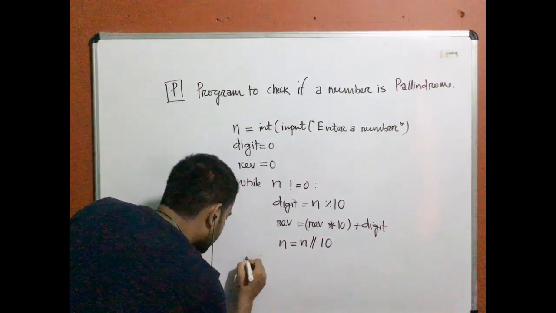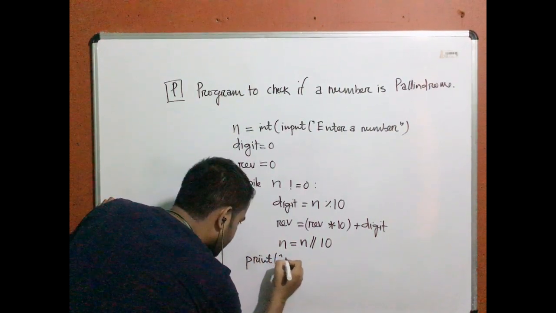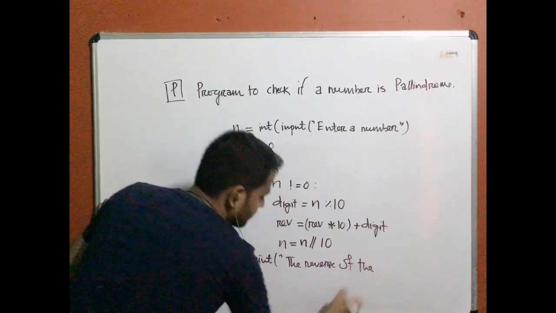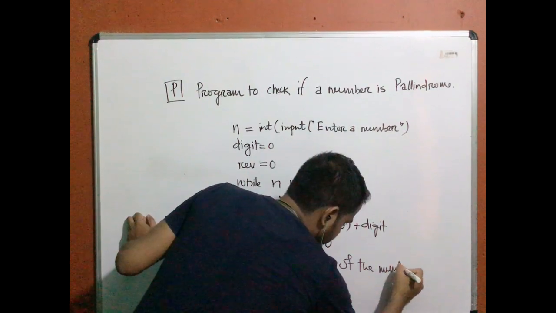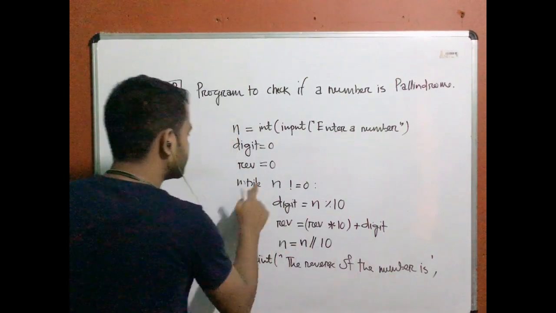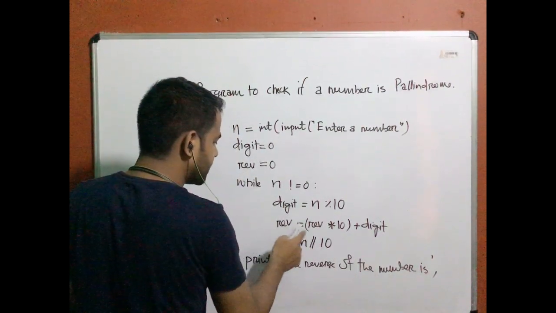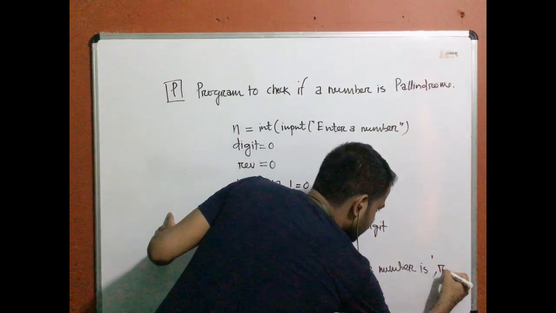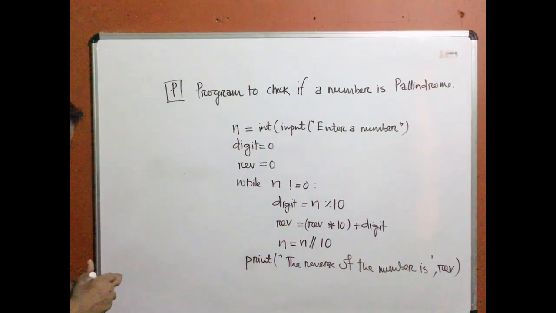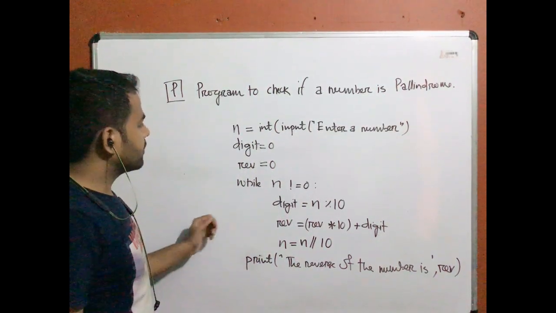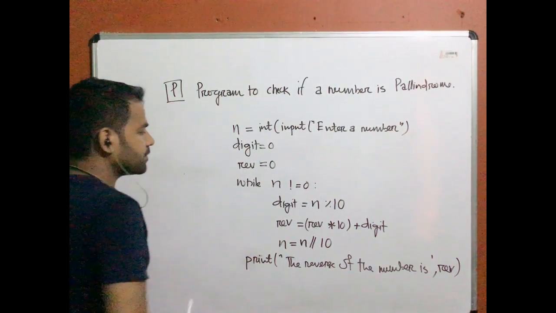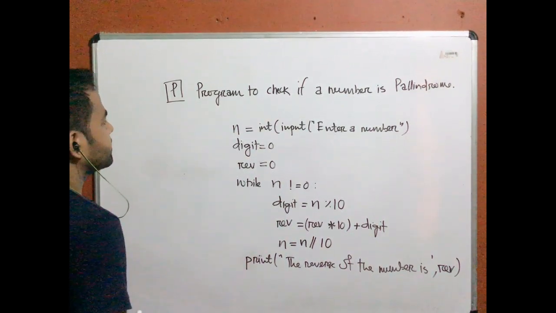print the reverse of the number is what? REV, right? We are going to perform all the operations on this REV. So the reverse of the number is stored inside the REV. This is all. I hope this program is pretty clear. If you are not properly able to understand the concept, you can comment it out. I'll respond to your comments.